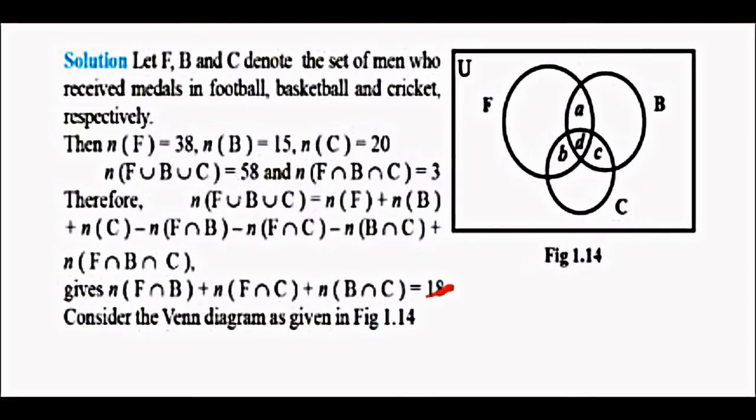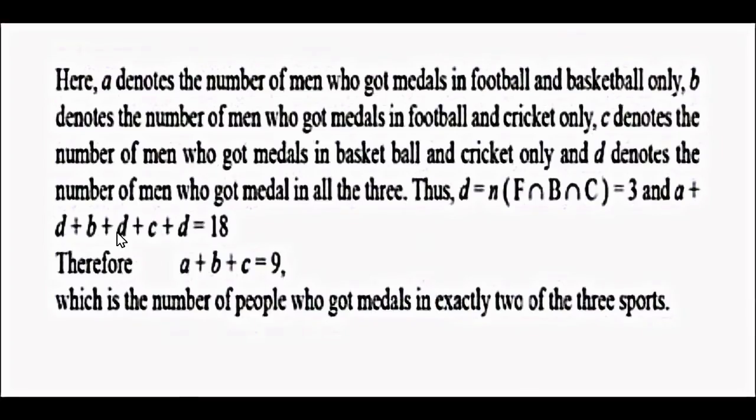This is actually 18. But we see that D is actually added thrice, which is the intersection F intersection B intersection C, which is 3. So 3 plus 3 plus 3, 9 is added extra. We have to subtract 9 from this. So A plus B plus C is 9. So this is the number of people who got medals in exactly two of these three sports.